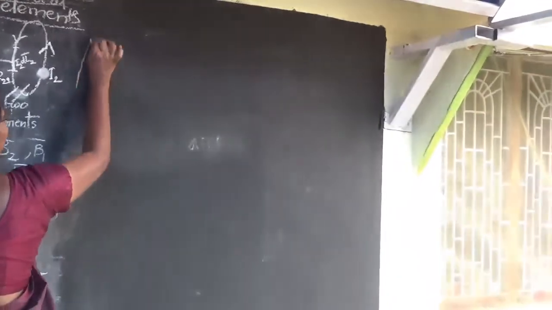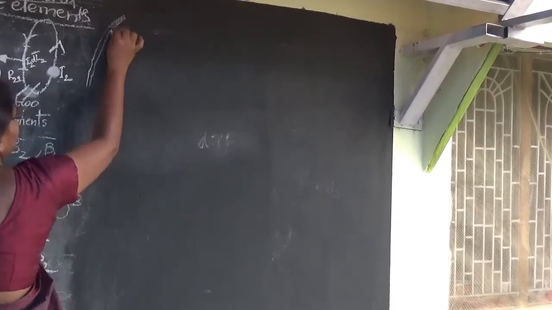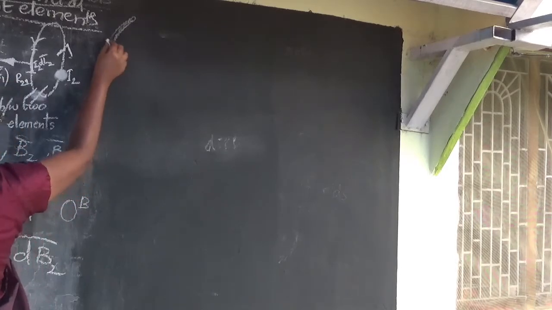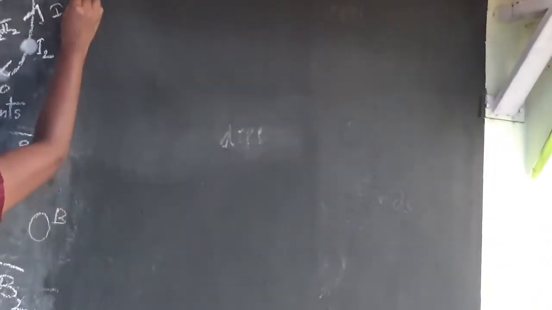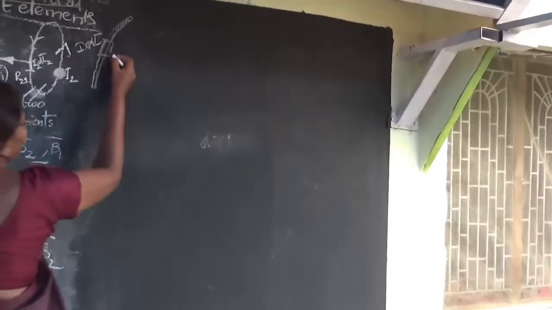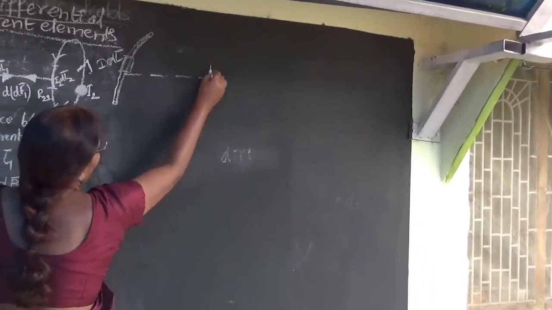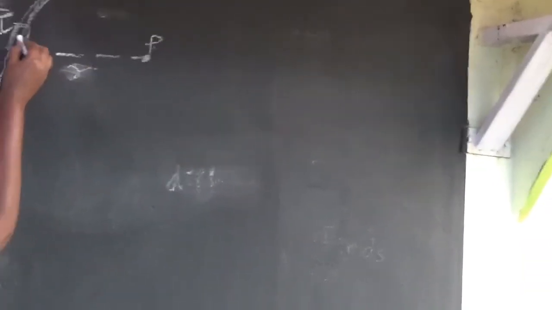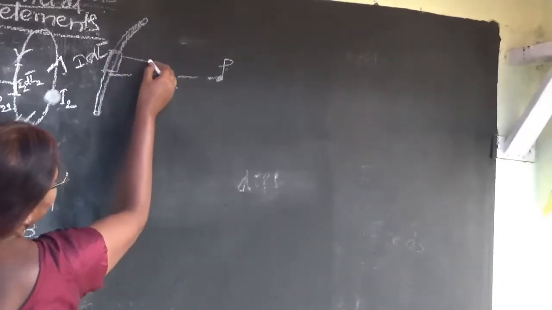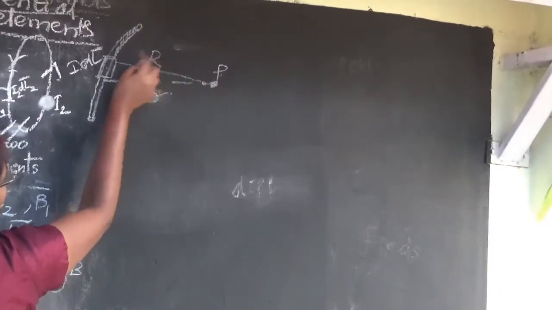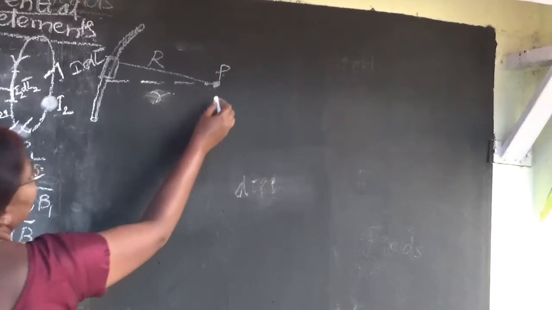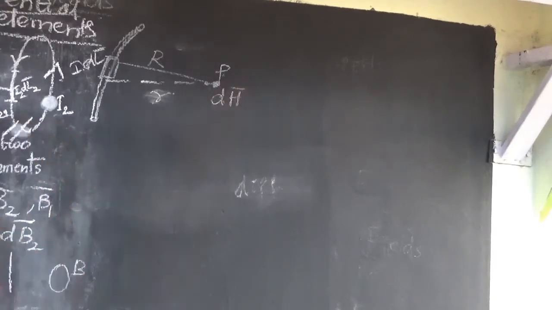You just remember that. If I have a current carrying conductor like this, and I have a differential current element I dL bar like this, and this is the point which is at a distance R. This current element will produce some field at that point, and the distance between this current element and this point is capital R. I want to find what is the field produced by this, which is dH bar. I hope you remember it.